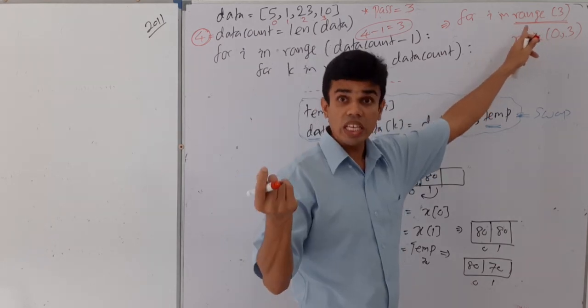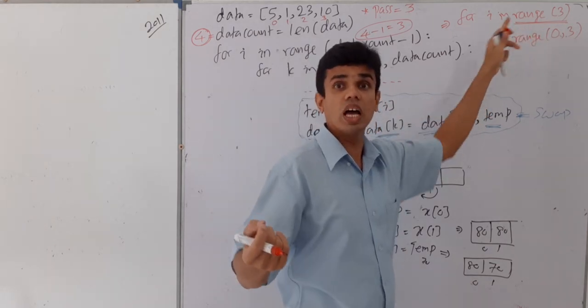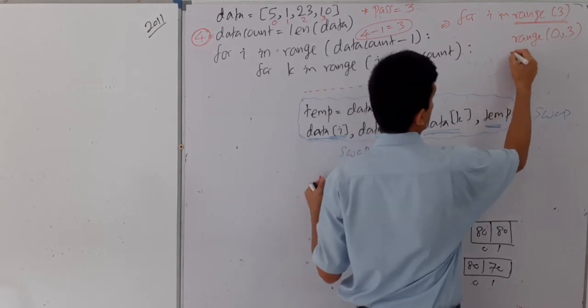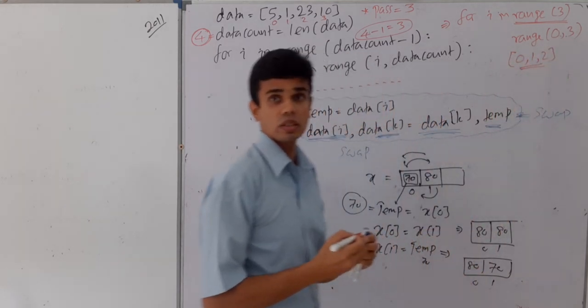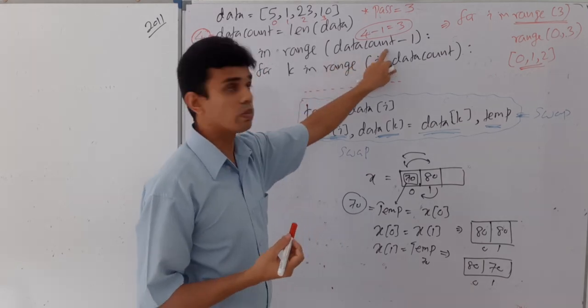Since it has no initial value, it has no step value, only the last value is there. Then this will have values 0, 1 and 2. So it is repeating for 3 times. That's what the meaning of this statement is.